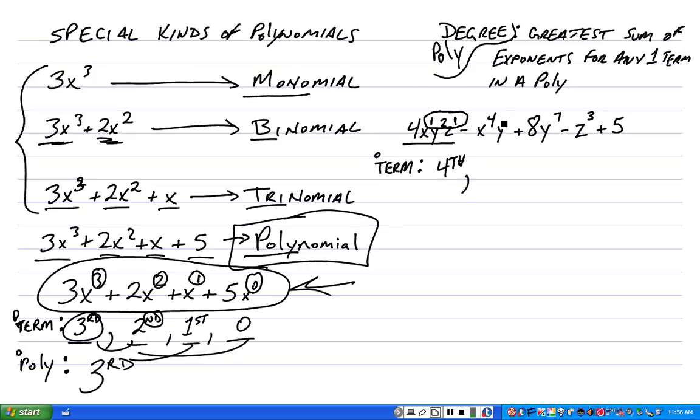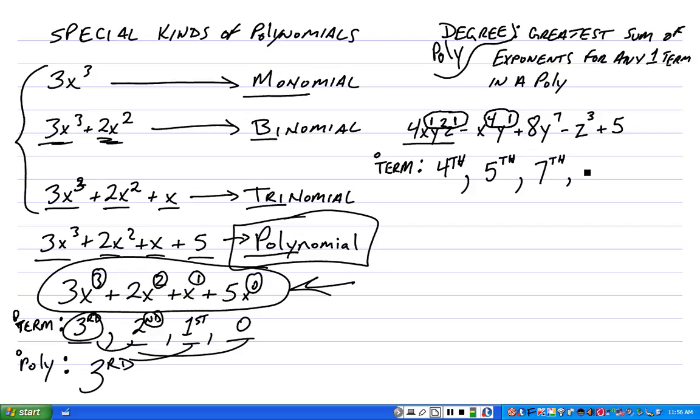Now we move on to the next. We have an x to the fourth, and we have this y, and that y is like saying y to the 1. So we would add these up, 4 and 1, so that would be like saying that term is raised to the 5th degree. Here you only have a y, and that y is raised to the 7th, so this would be 7th degree. Here you have a z, and that z is raised to the 3rd.